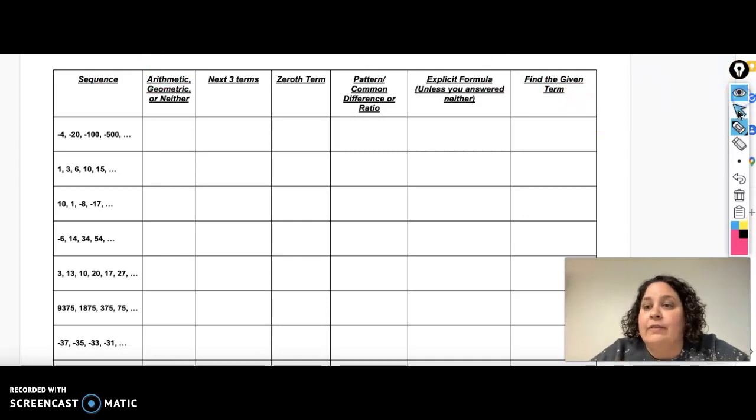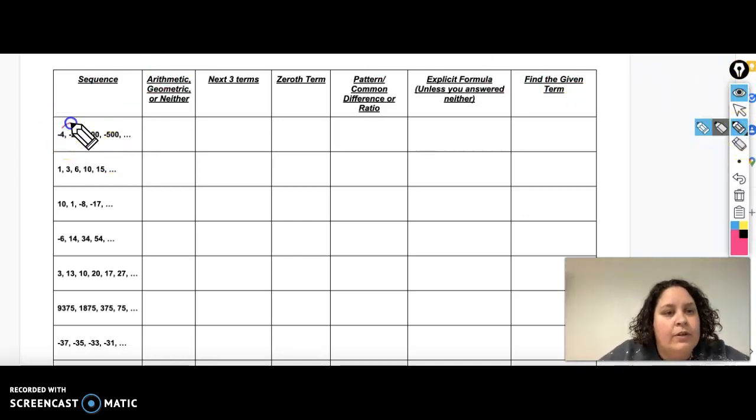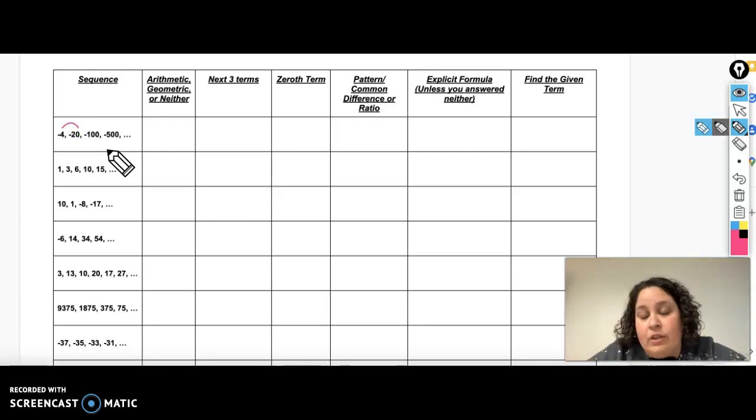So let's look at this very first one. Again, we want to first find the pattern. So from -4 to -20, what's happening? Okay, well, again, I can look at my calculator. I can see, okay, it's going up, so I know it's either going to be multiplying or adding. We go from 20 to 4, so that's adding by subtracting 16. But from 20 to 100 isn't going to be subtracting 16.